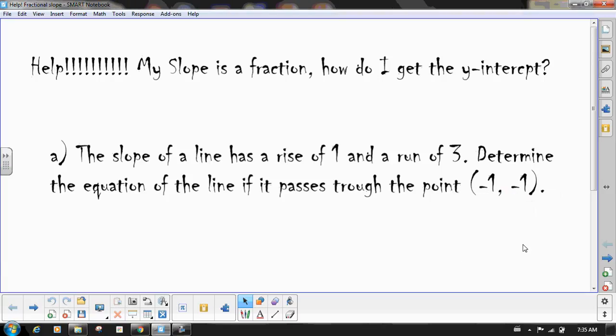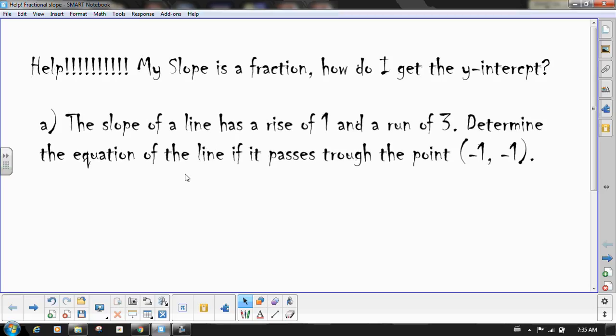Help! My slope is a fraction. How do I get the y-intercept? This is a statement that I've heard many times in class. Students have no problem calculating the slope, no problem finding the y-intercept as long as the slope is an integer value. So let's go through a couple of examples, and I'm going to show you two different ways that you can find the y-intercept if the slope is a fraction, and hopefully one will make sense and then you'll be pros.